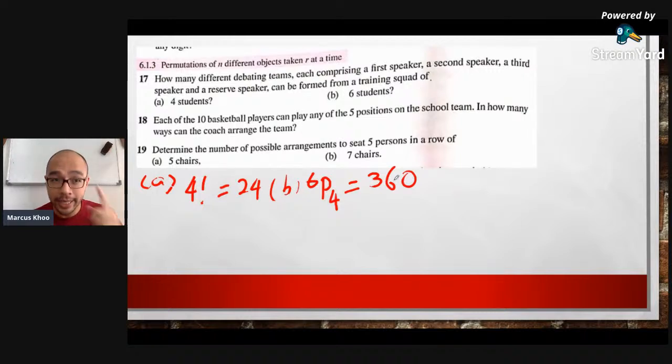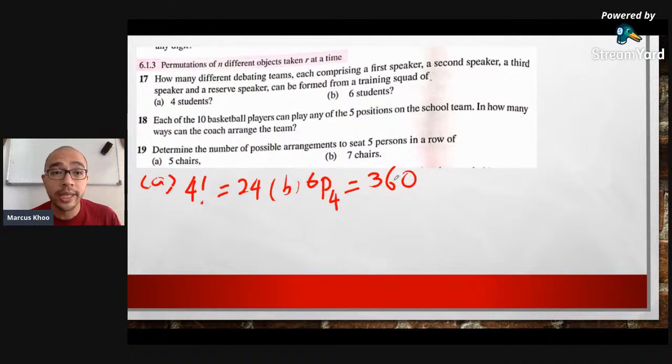But again, as I said, the point is not figuring out what the arrangements are. The point is understanding what the question wants, and the situation behind the question. You have 6 students, and I only want 4 because the question tells us that we want 4.